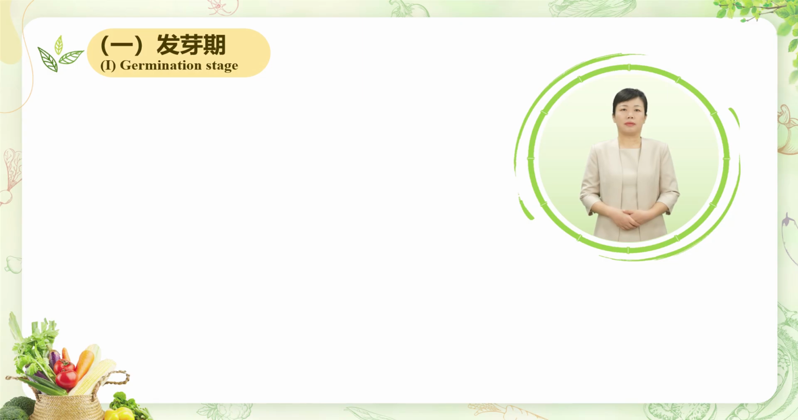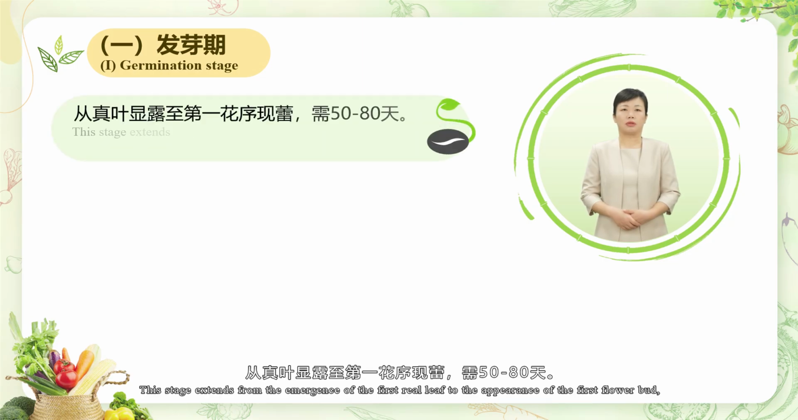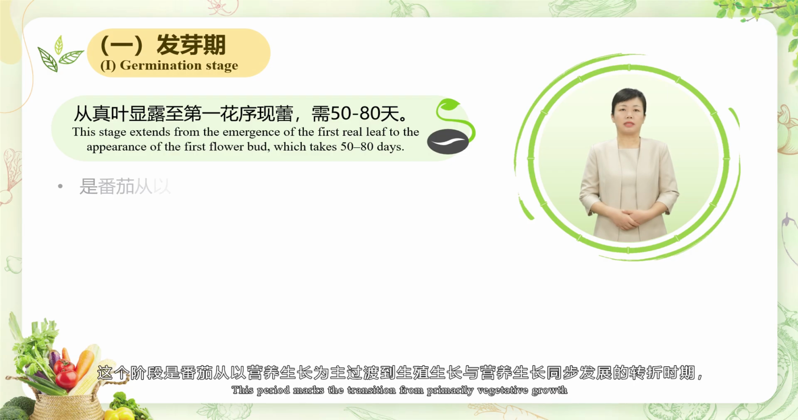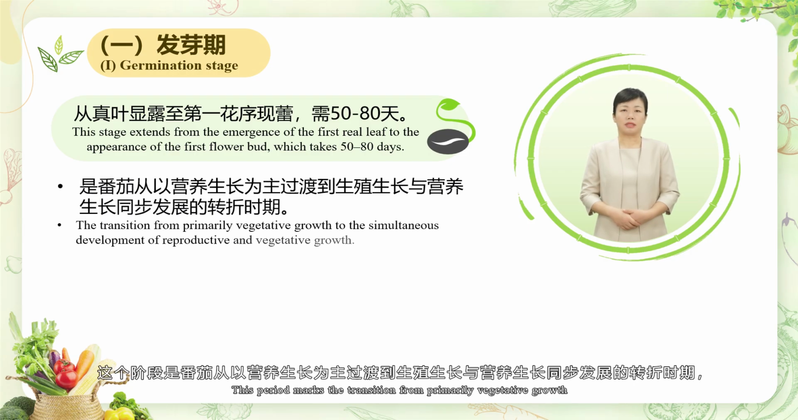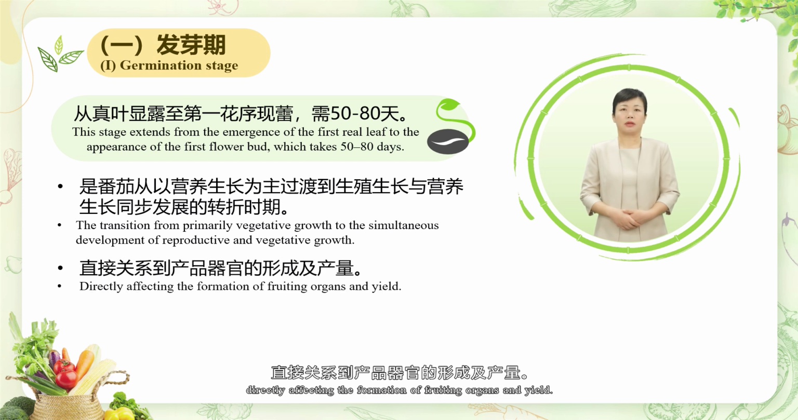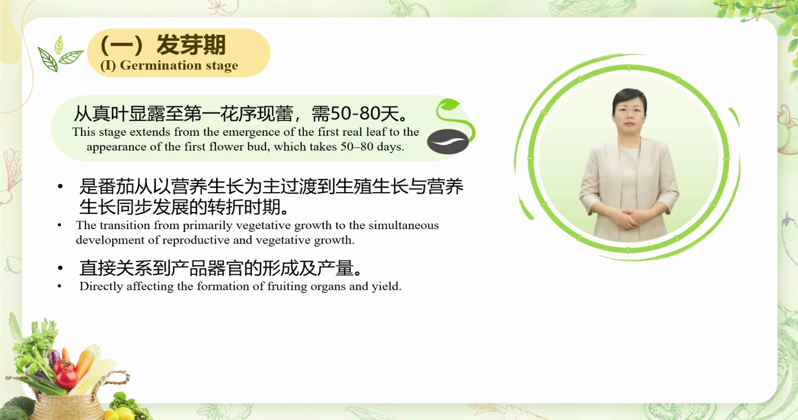Germination stage. This stage extends from the emergence of the first real leaf to the appearance of the first flower bud, which takes 50 to 80 days. This period marks the transition from primarily vegetative growth to the simultaneous development of reproductive and vegetative growth, directly affecting the formation of fruiting organs and yield.